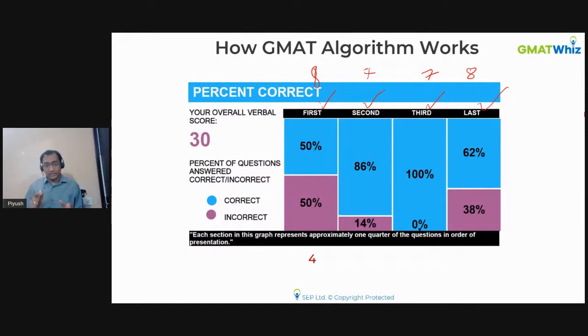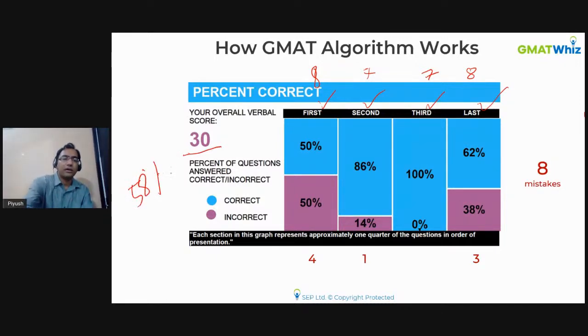So the student made 4 mistakes in the first quarter, 1 mistake in the second quarter, no mistakes in the third quarter, and 3 mistakes in the last quarter. All in all, the student made just 8 mistakes. I want you to register his verbal score. His verbal score was 30, which is around 58 percentile on the GMAT. I want you to register this data point.